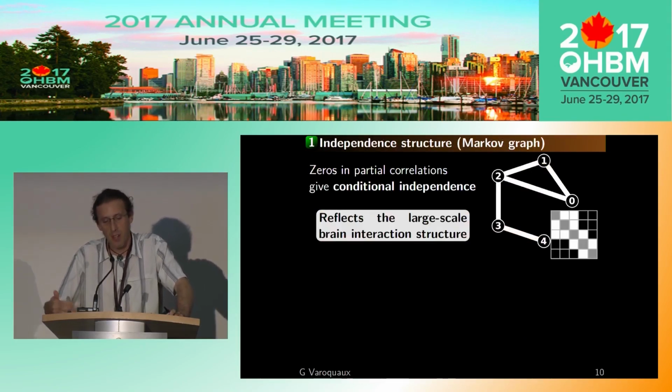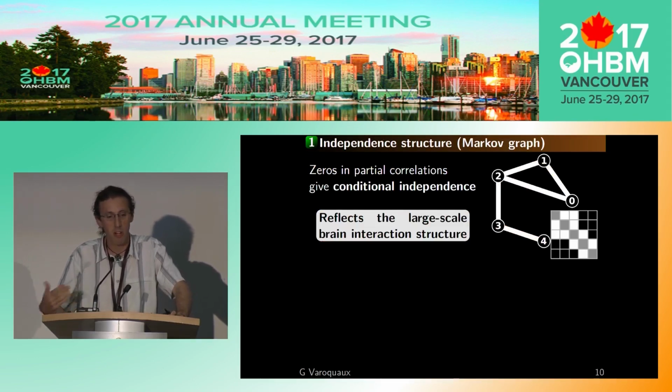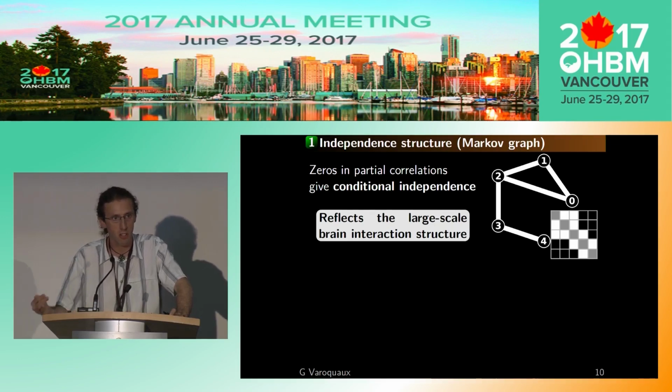So what we would like to estimate is the independence structure, sometimes known as the Markov graph. As I mentioned, because the inverse covariance gives us the conditional relationships, if I have zeros in the inverse covariance, if I have zeros in partial correlations, then I get conditional independence, which is something I may be interested in because it's easier to interpret. So it might be a good way of reflecting the large scale brain interaction structure.